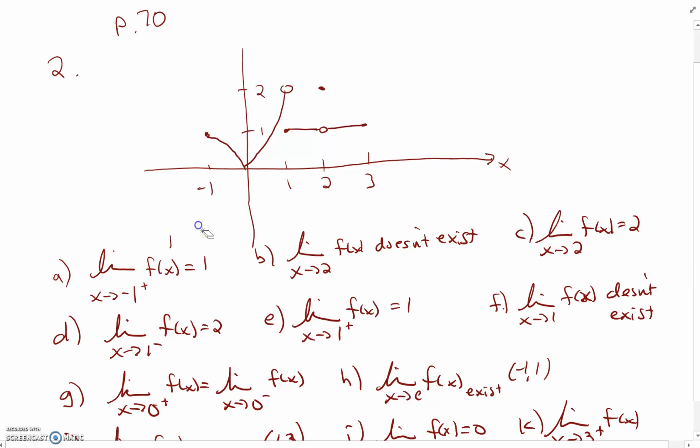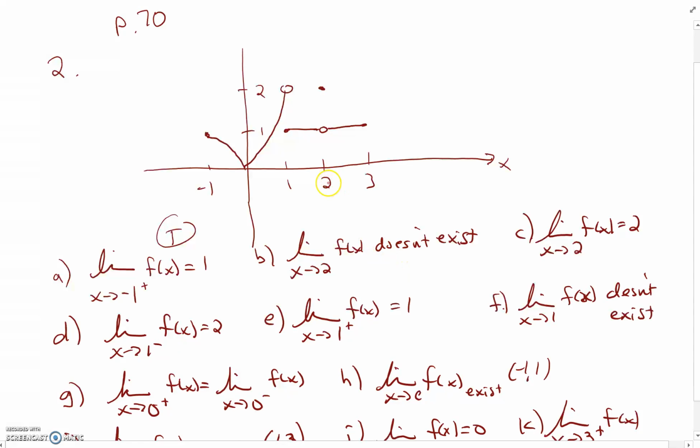Okay, we're doing the limit number 2, page 70. Part A, the limit as x approaches minus 1 from the right side. The plus sign means we're only coming in on the right side, not both sides, like we can do. Equals 1. Here's negative 1. We're on the right side. It's going up to level off at 1. So it's 2. The limit as x approaches 2 does not exist.